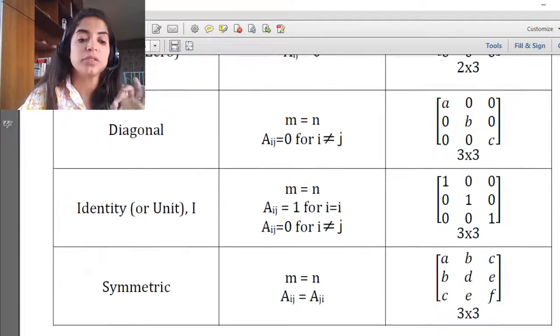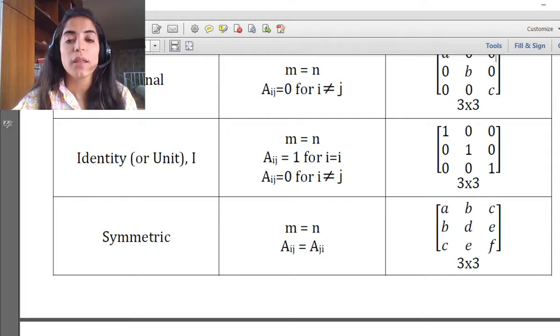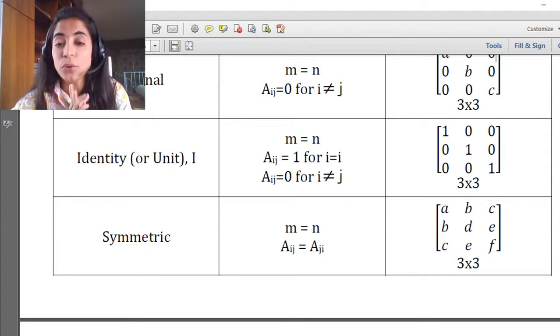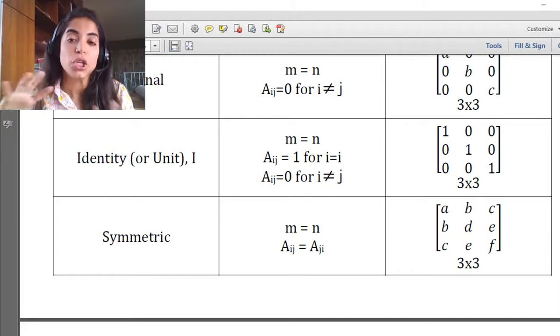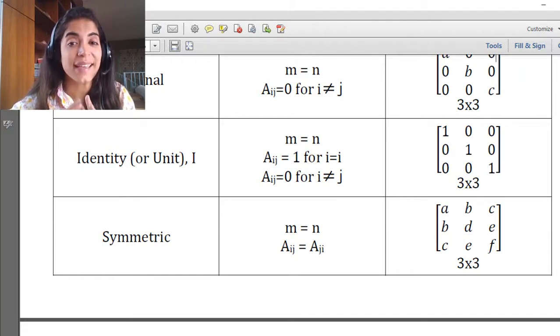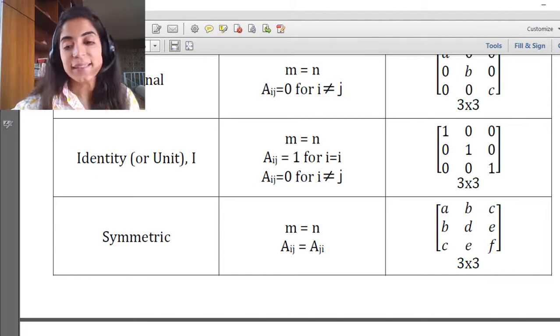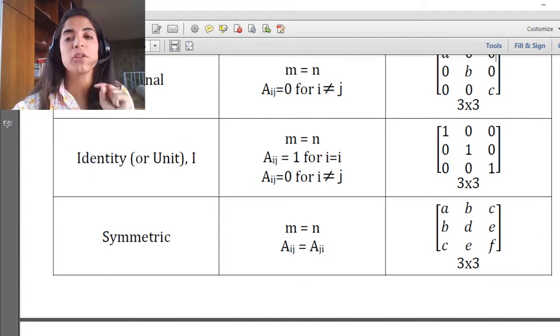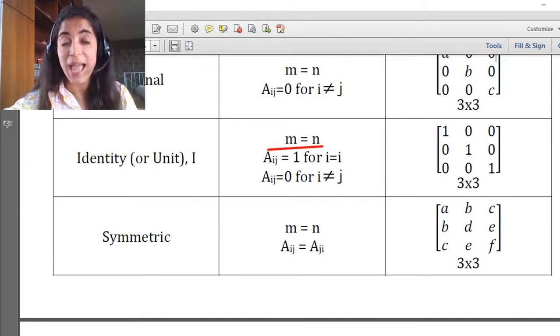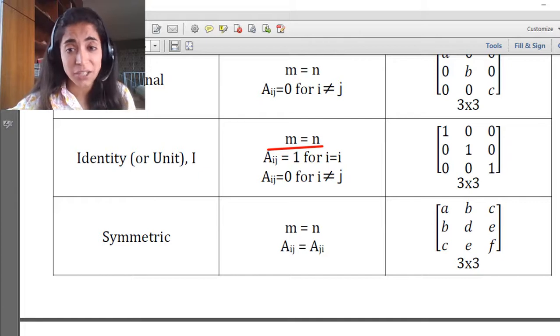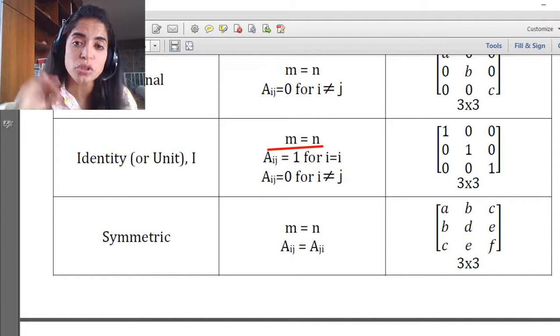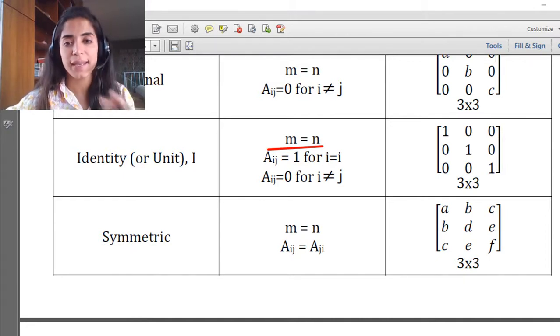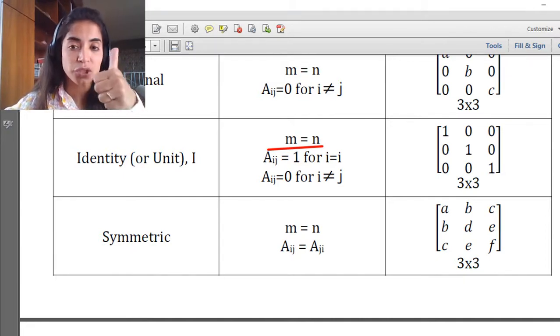Another very important type of matrices is called the identity matrix. And basically, guys, the identity matrix will be used in the inverse operation. So it is very important to understand what an identity matrix is. An identity matrix basically has the first requirement of a square matrix. So M should be equal to N in an identity matrix. I cannot have an identity matrix with a different number of rows and number of columns. So the number of rows should be equal to the number of columns in an identity matrix. This is the first requirement.